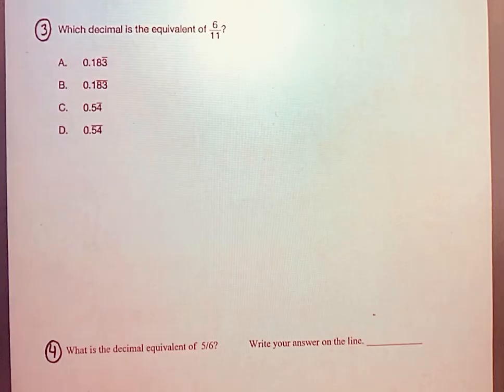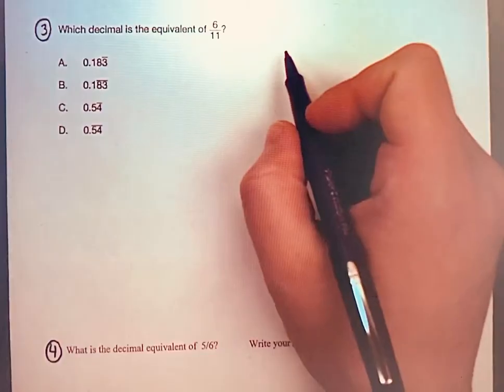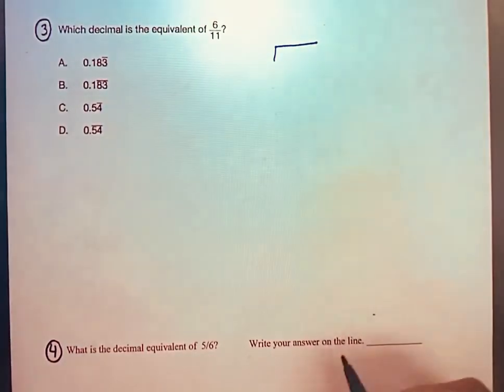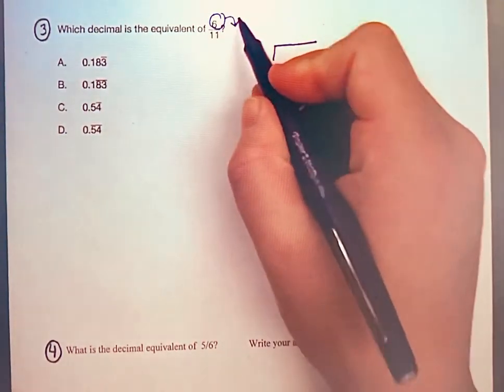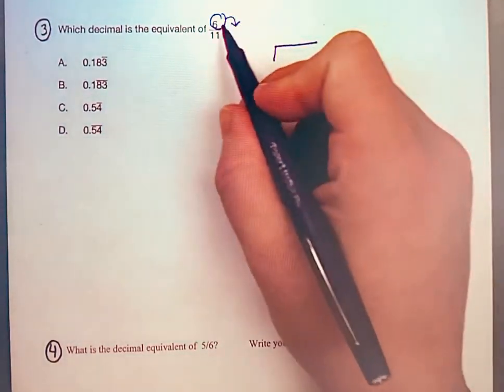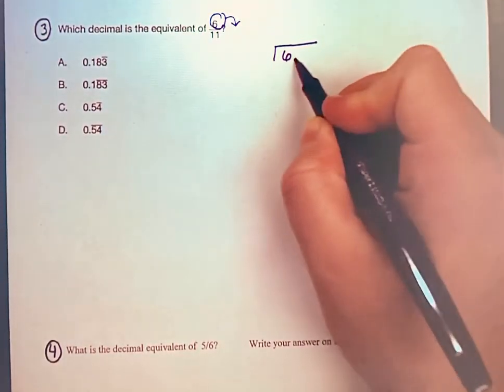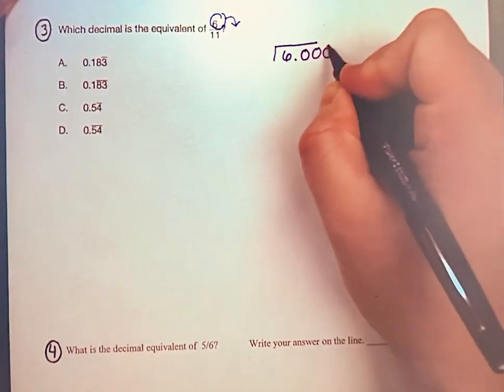So it says which decimal is equivalent to 6/11. I think this is the very first standard we learned in August. The key here where people make a mistake is they don't remember how to set it up, because you have to do long division. I use the phrase the top number falls into the house, and I call this the house. So that top number is going to end up in this house. And I just put as many zeros as I think I need.